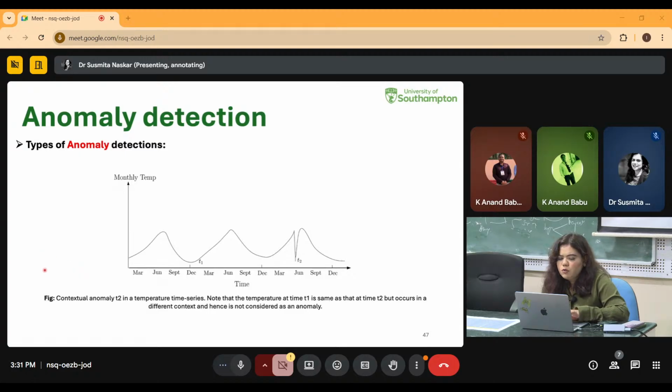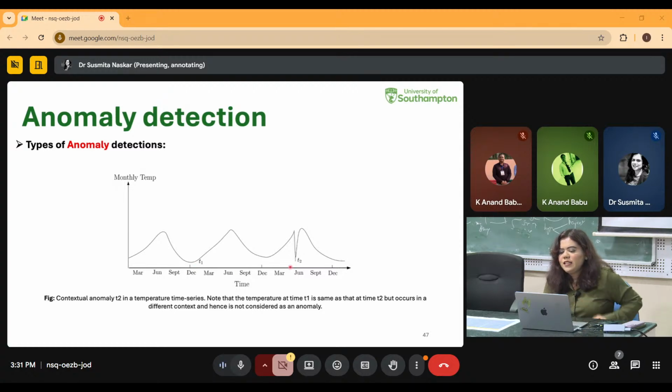So this is the graph. It shows the monthly temperature data over several years. Now if you notice this point T1 here, and this point T2, you can see that the values of T1 and T2 are almost the same, isn't it? So what is different here? The time, right? The month is different.